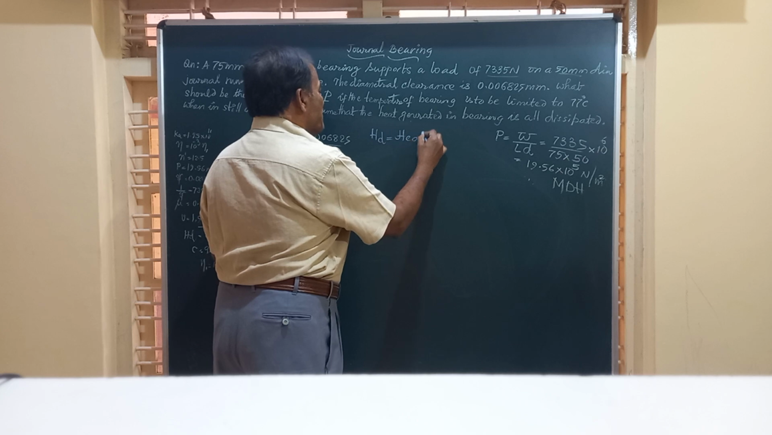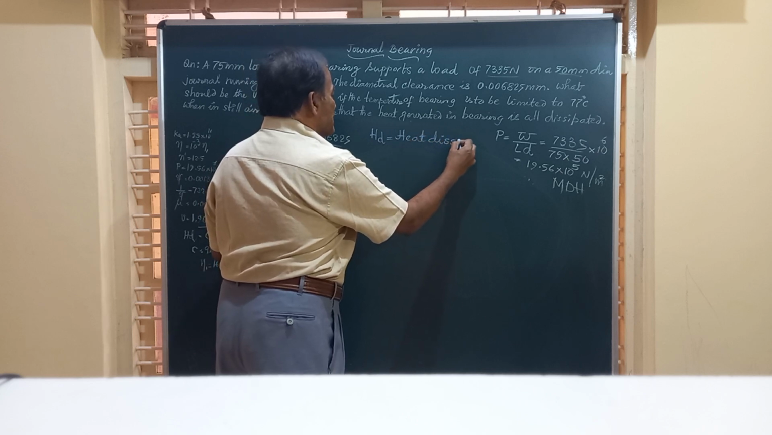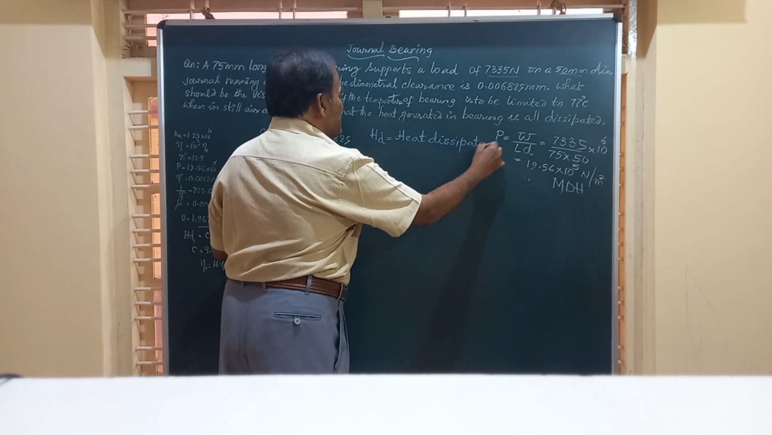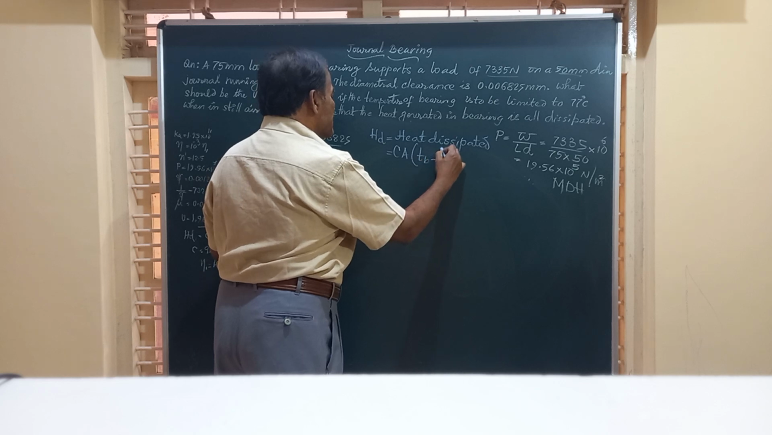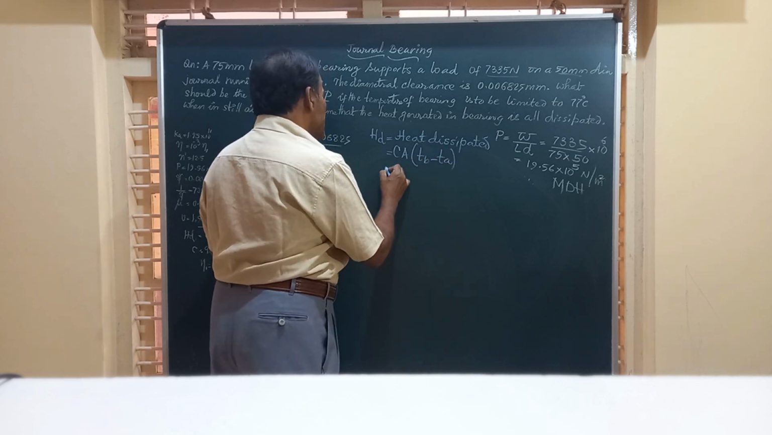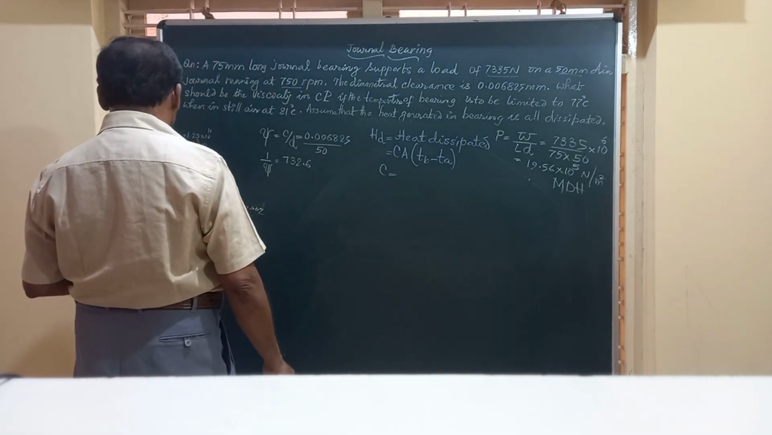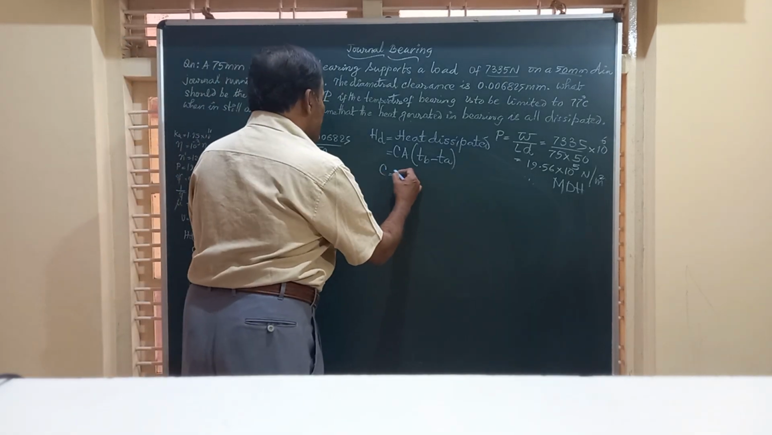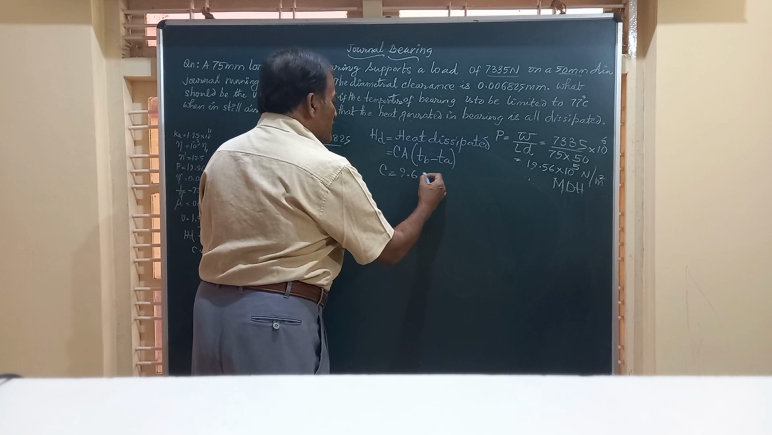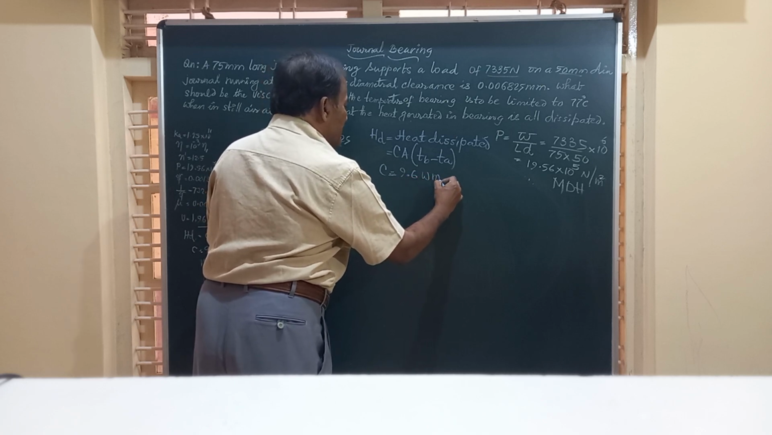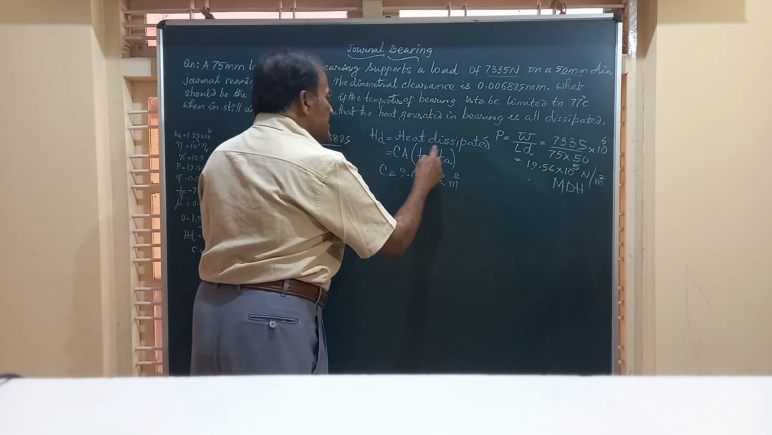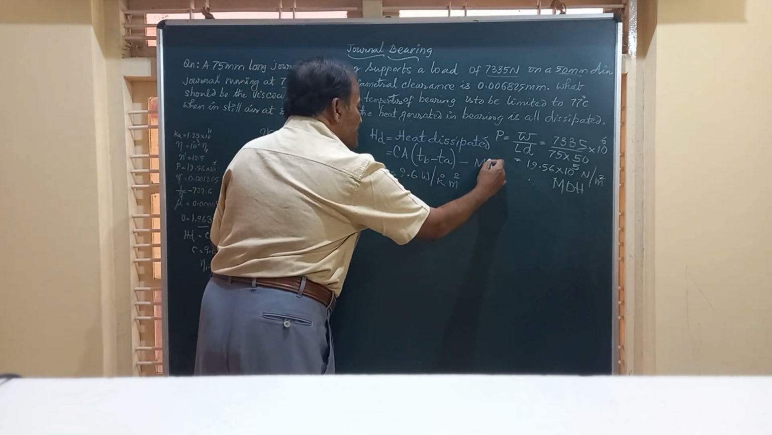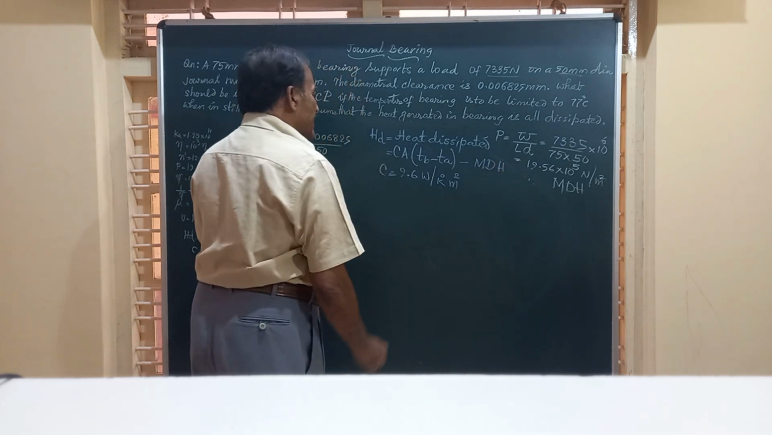HD is heat dissipated. Friends, this is given by the formula C into A into TB minus TA, where this C is a constant and its value is given to be 9.6 watts per degree Kelvin meter square. This is the value of C. This is given below this equation, and this equation is also available in the machine design handbook.